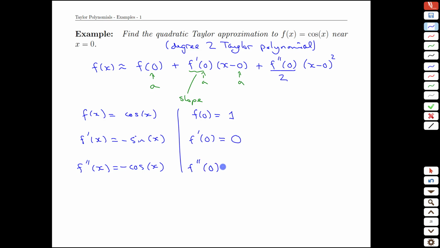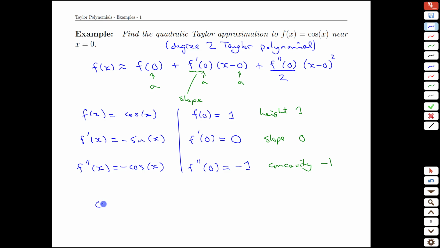What about the second derivative, the concavity? We're going to have negative cosine of x, and that is negative 1. So what we get is a height of 1, we have a slope of 0, and we have a concavity of negative 1, concave down with a certain bend to it. That tells us information about the graph of the cosine function at the point 0, and then we're going to build that into a quadratic approximation.